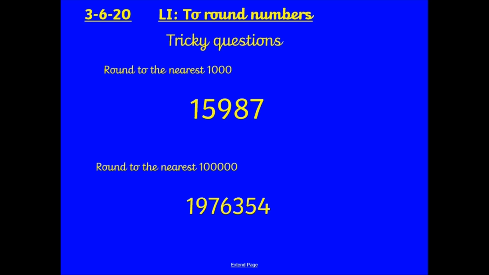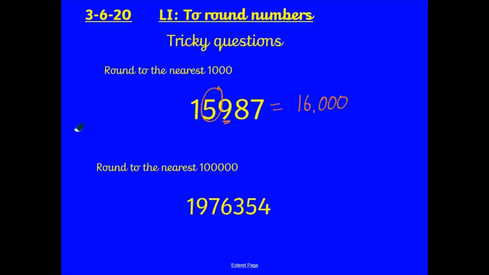Now there's some tricky ones here. Okay, so round this to the nearest 1,000. So instantly, I'm going to go to my thousands column. And it says to round it to the nearest 1,000. Easy peasy, that's a 9. So this one would then become 16,000. Because it's a 9, that means that this circled number is going to go up, and these will become zeros. Now this bottom one is a little bit trickier.